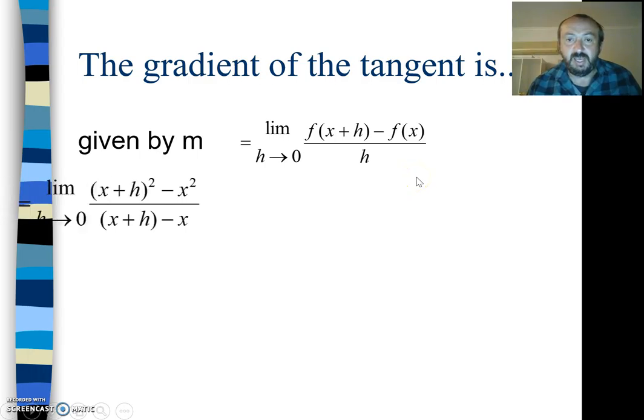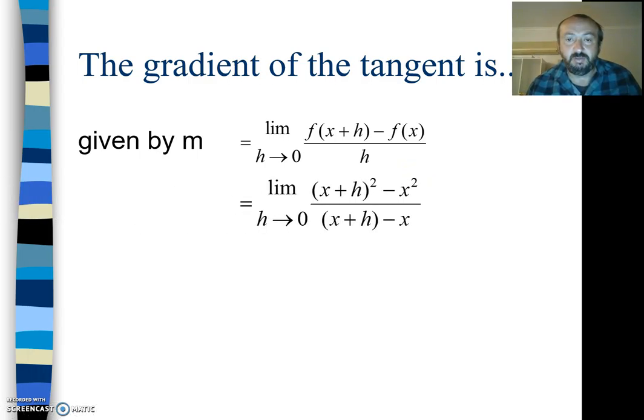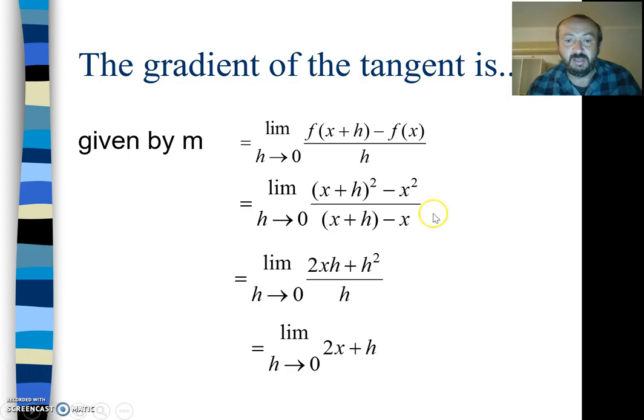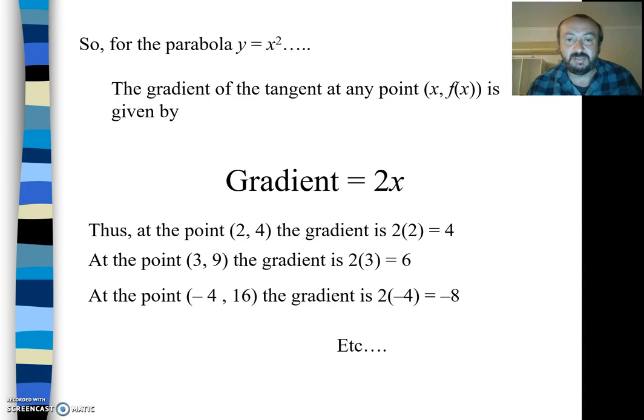In this case, it was for y equals f of x equals x squared. It came down to that, and then finally that. And now the limit, as h tends to 0, of 2x plus h is like 2x plus 0, which is just 2x. And there it is. And that's what we got in class that time.